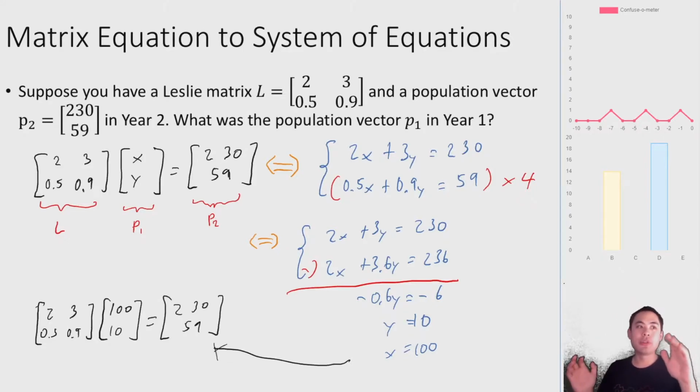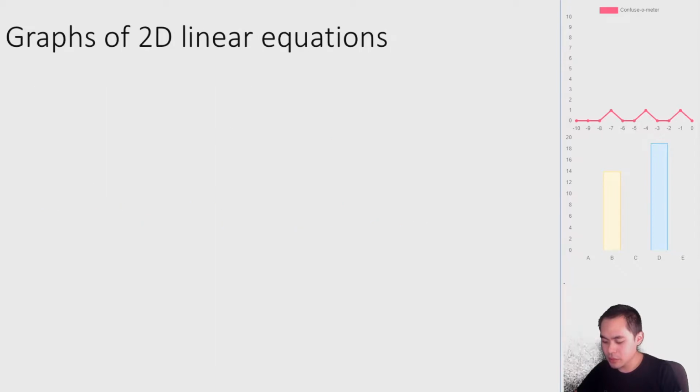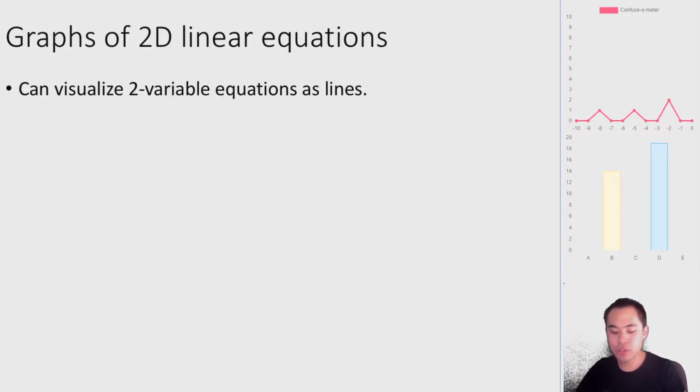And so now let's take a brief interlude and think about these linear equations. Basically what we end up with is these two linear equations from this matrix equation. So we had a matrix equation, we turned it into a system of linear equations, and now we can think about what that looks like in 2D, at least for two variable equations. So we can visualize two variable equations as lines, right?